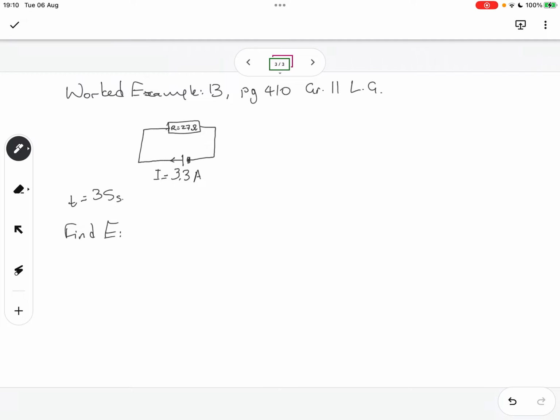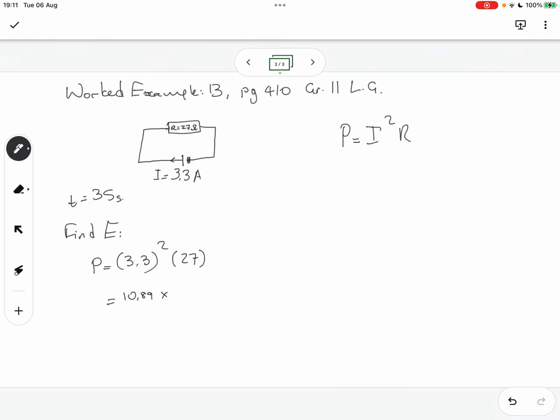So in this case, remember we've got a formula for power, which can be expressed in terms of current and resistance. So we can start there. And this means that the power would be the current, which is 3.3 squared, multiplied by the resistance, which is 27 ohms. And this gives us 3.3 times 3.3, which is 10.89, times 27.